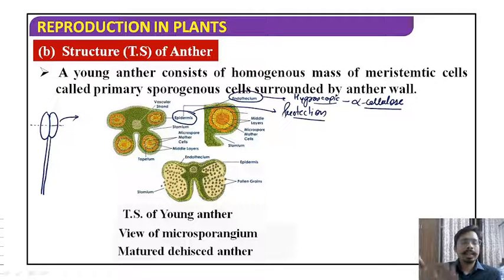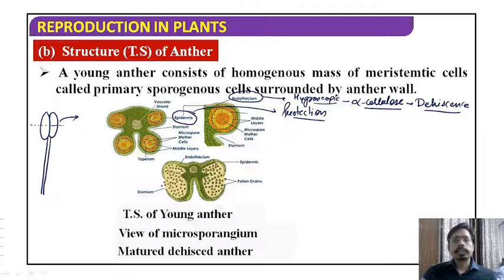While it absorbs the humidity, the cells become stretched, and while the cells become stretched, they burst, or we can say it performs dehiscence, and during the dehiscence all the pollen grains come out. This is the process, and this endothecium is responsible for the dehiscence of this stamen.